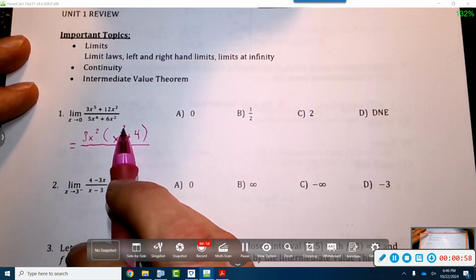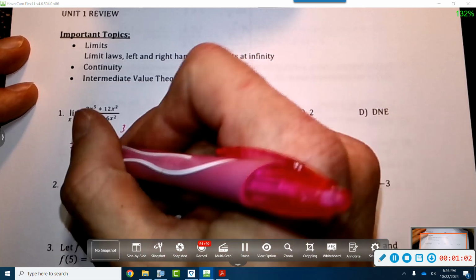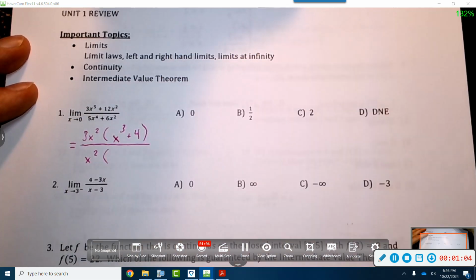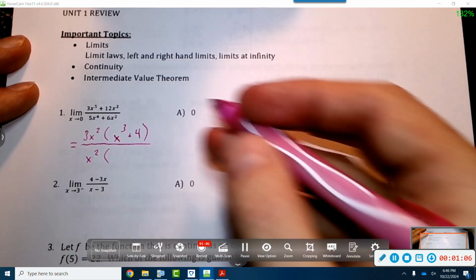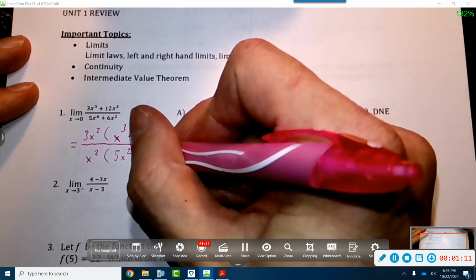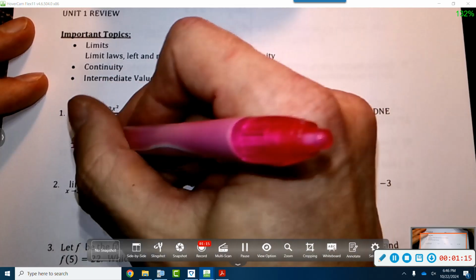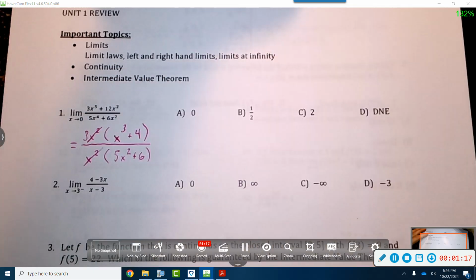Then we're going to do the same thing here. You can't take out a common factor here except x squared, which is good. That's exactly what we needed for this to work. And so we're going to get 5x squared plus 6. All right, so when that happens, these will cancel out, and we're going to be able to plug in 0.